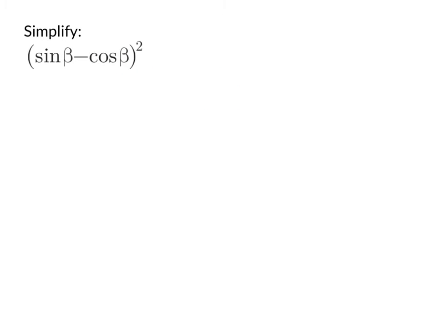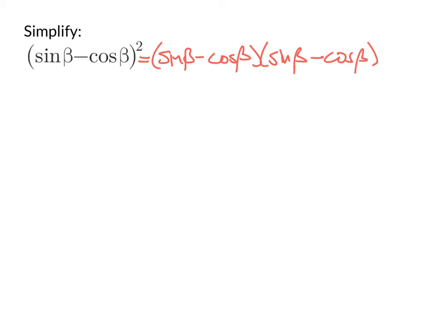When we're trying to simplify the trig expression of sine beta minus cosine beta, the quantity squared, we do start off in those algebraic terms where we are going to take the sine minus cosine and multiply it by itself. And when we do that, we get that similar product that will have sine squared and then double the product of those two, so 2 times sine and cosine, and then plus cosine squared.